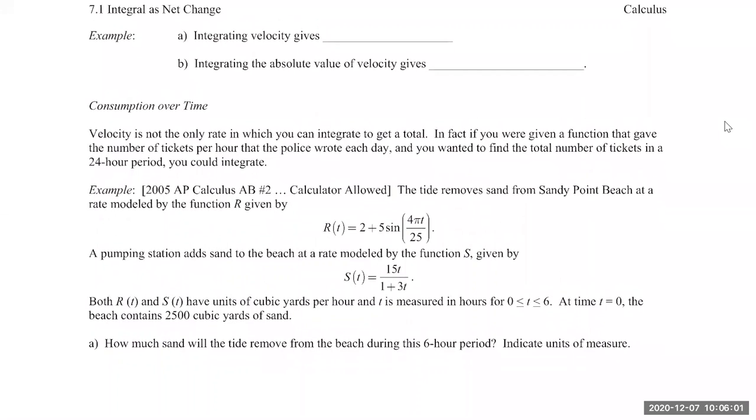So once again, integrating velocity gives you guys net distance at the top of the next page, and integrating absolute value of velocity gets you guys total distance. That's the most famous type of accumulation function, is your velocity function. However, rates can be representative of anything.